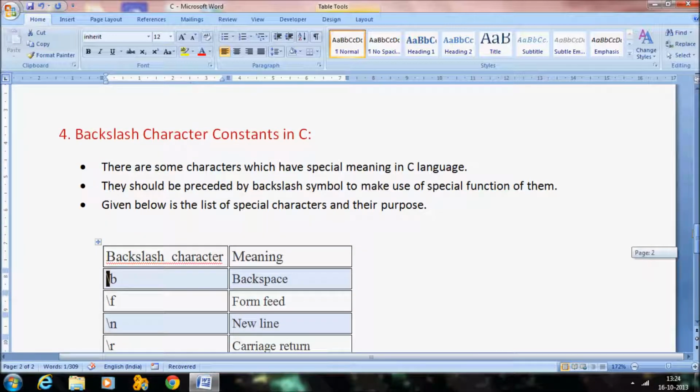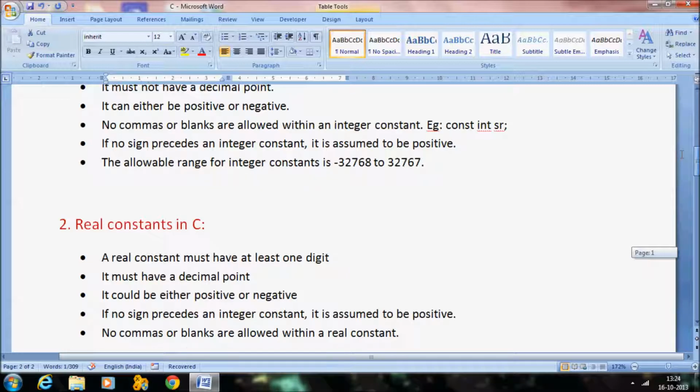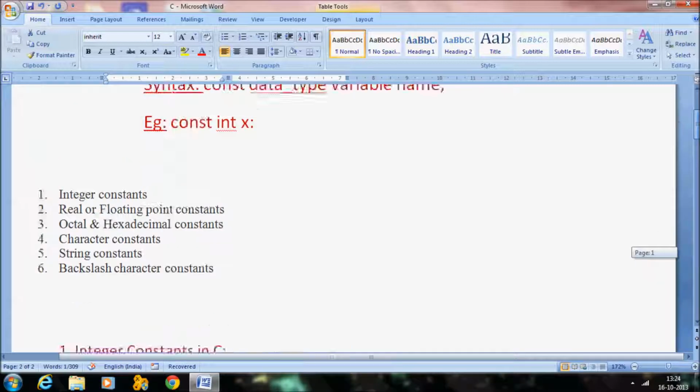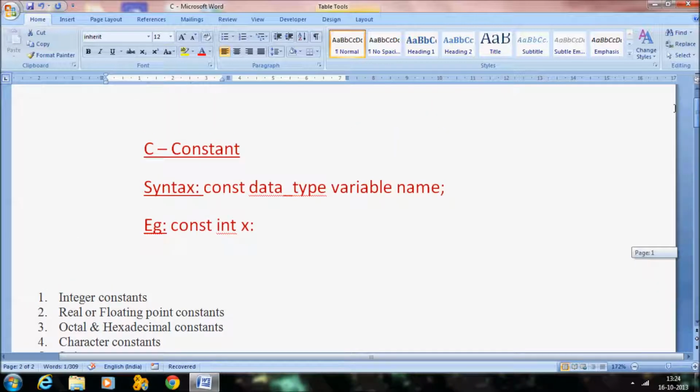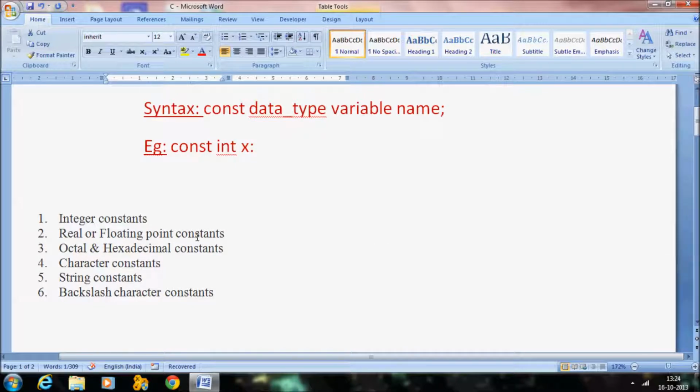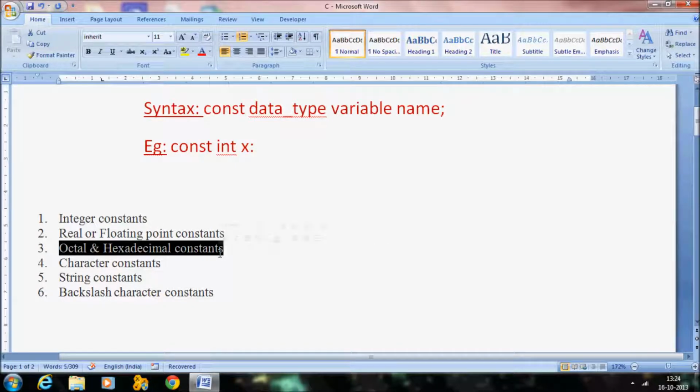So these are the four normally used constants in the C language. The octal and the hexadecimal are rarely used. We will skip those details here because they are not used in C language very often.